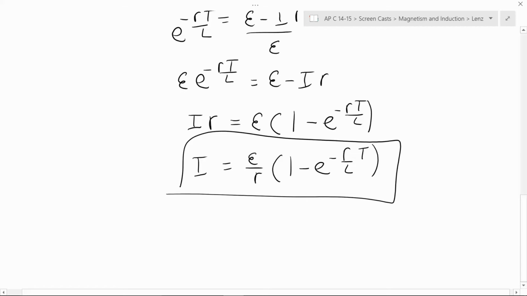It's some fraction of the current you ultimately end up with, which is E over R, the same as you would get if it was just a battery and the resistor. So in the beginning, that current is 0, and in the end, it winds up being this.